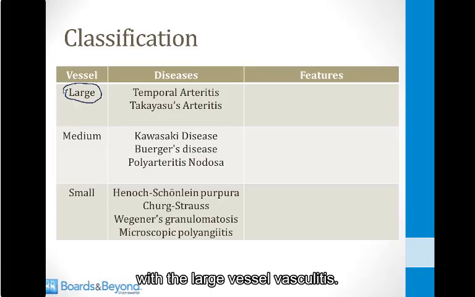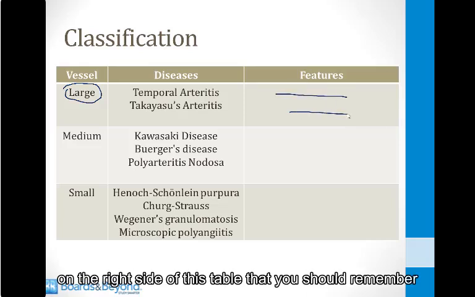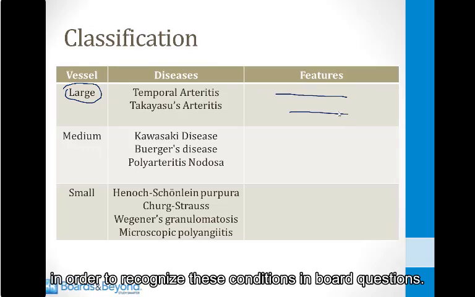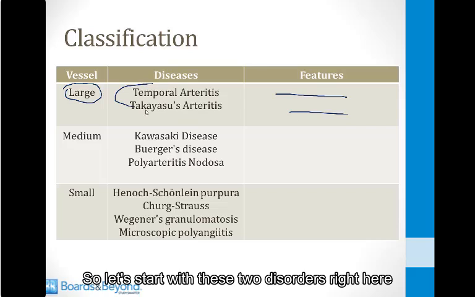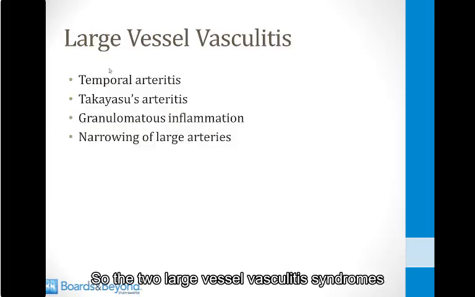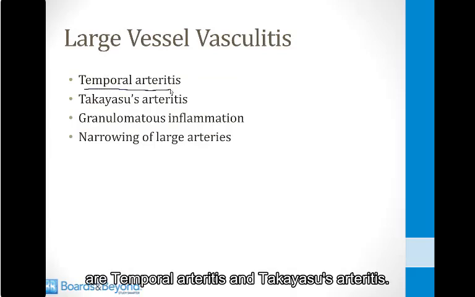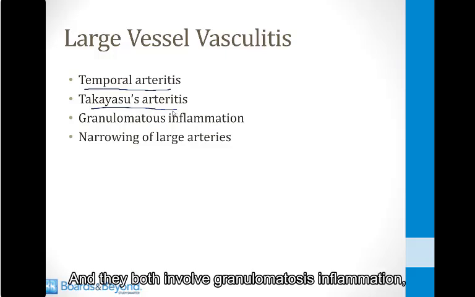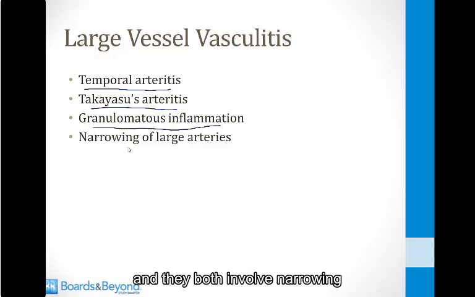vessel vasculitides. And at the end of this module, I'm going to fill in the key features on the right side of this table that you should remember in order to recognize these conditions in board questions. So let's start with these two disorders right here, which are the large vessel vasculitides. The two large vessel vasculitis syndromes are temporal arteritis and Takayasu's arteritis, and they both involve granulomatous inflammation, and they both involve narrowing of large arteries in the body.